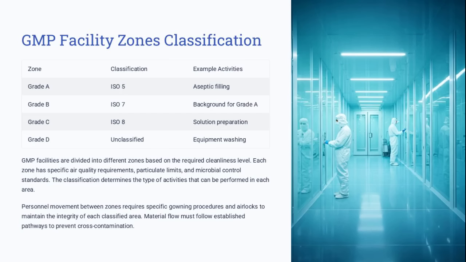GMP facilities are divided into different zones based on the required cleanliness level. Each zone has specific air quality requirements, particulate limits, and microbial control standards. Personnel movement between zones requires specific gowning procedures and airlocks to maintain the integrity of each area and prevent cross-contamination.